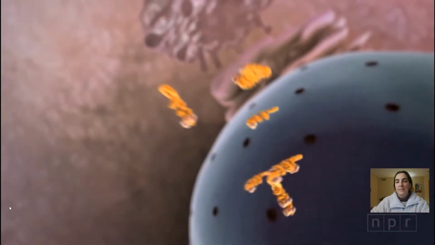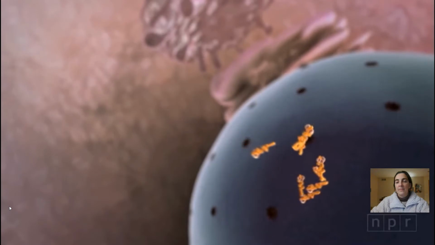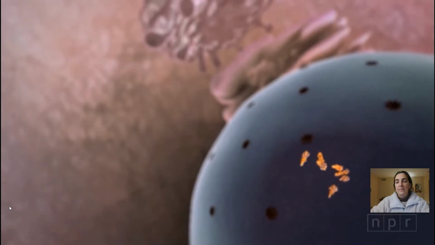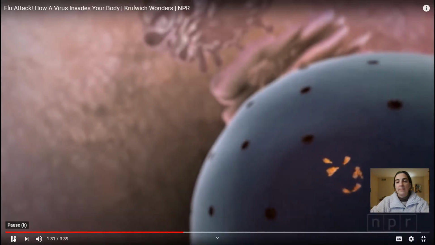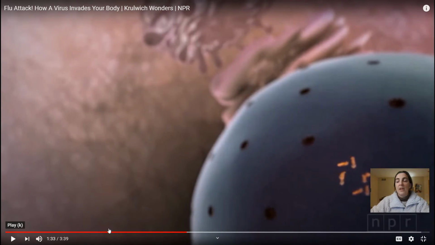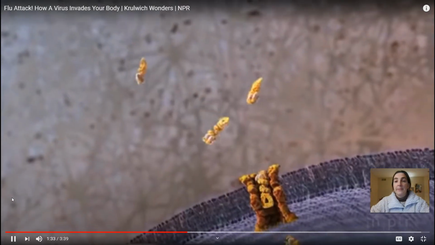So this unsuspecting cell has been tricked into guiding these virus recipes right into its own command center, the nucleus. So those virus recipes, as he calls them, of course, are the genetic material of that virus. And this big blue thing with the holes in it is the nucleus of this cell. So the virus is now inside, and it's going to kind of take over the cell's machinery to make copies of itself. So in they go.